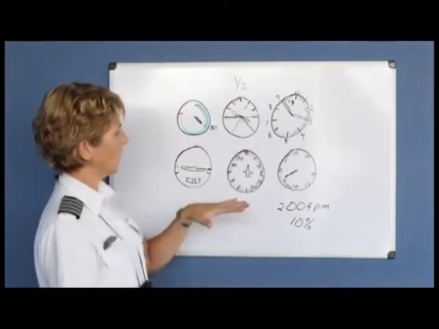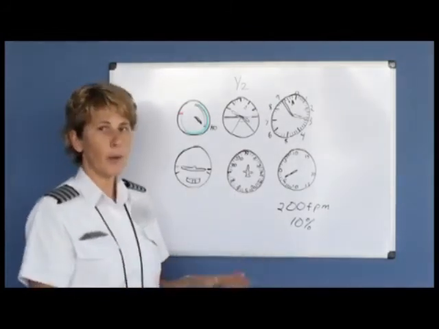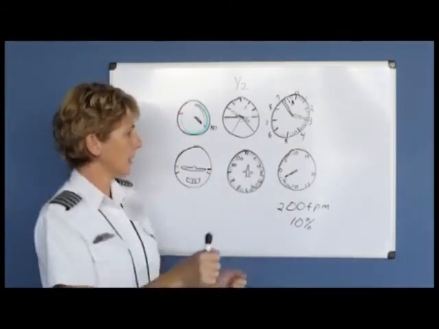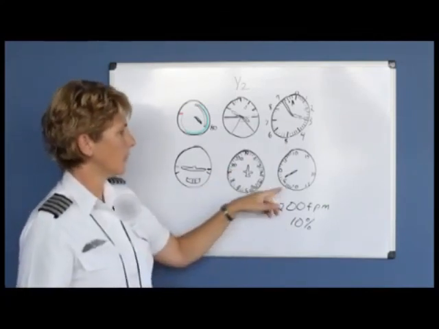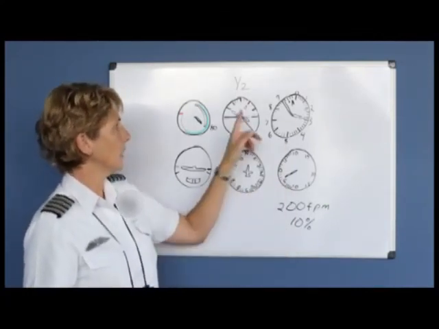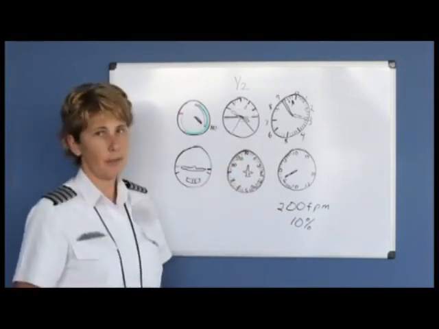And that will help you roll out on your heading the right time the first time instead of chasing that heading all over. So your rules of thumb to level off would be 10% of your VSI, and to roll out on the proper heading, you'd use half of your bank angle.